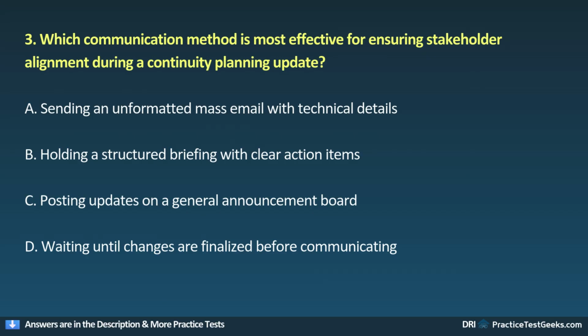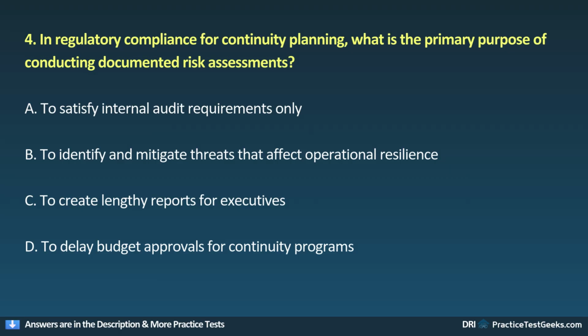3. Which communication method is most effective for ensuring stakeholder alignment during a continuity planning update? A. Sending an unformatted mass email with technical details. B. Holding a structured briefing with clear action items. C. Posting updates on a general announcement board. D. Waiting until changes are finalized before communicating.